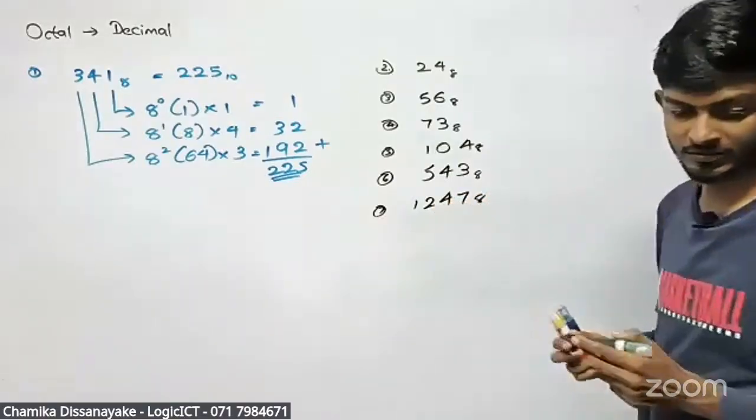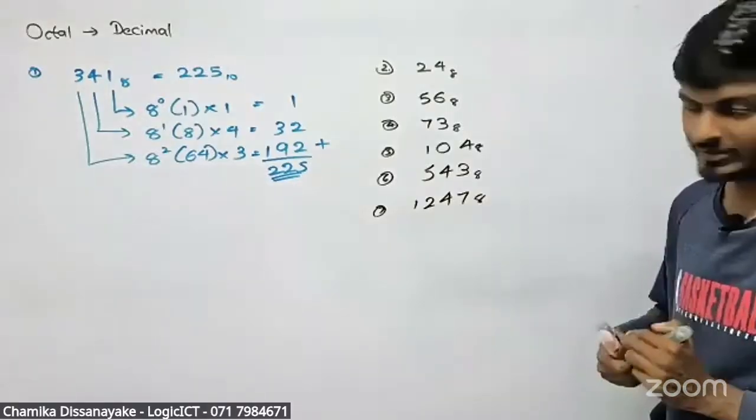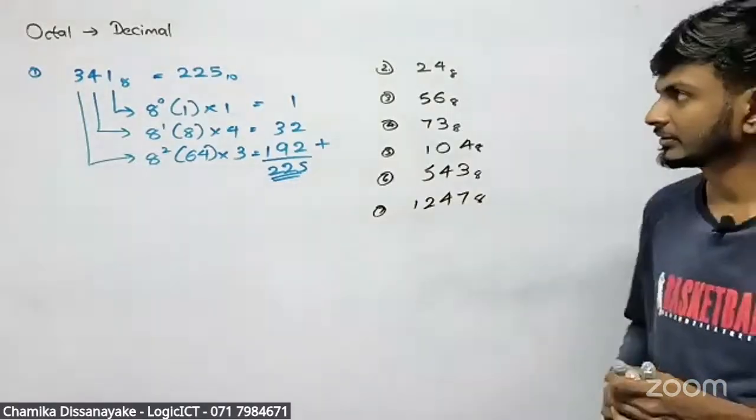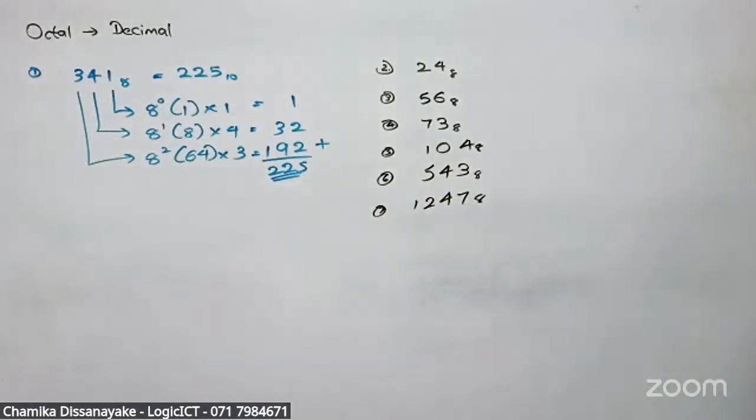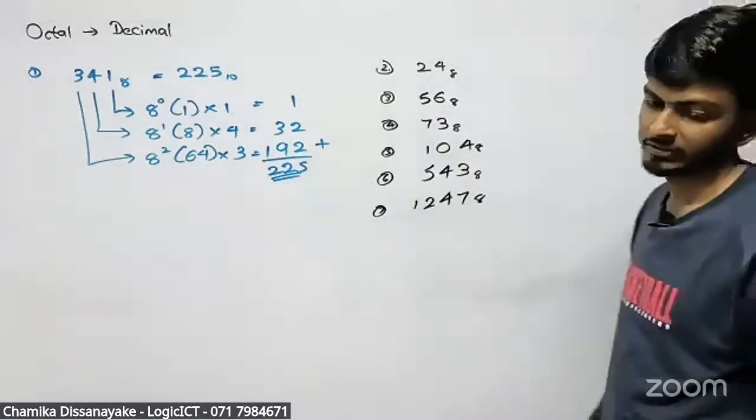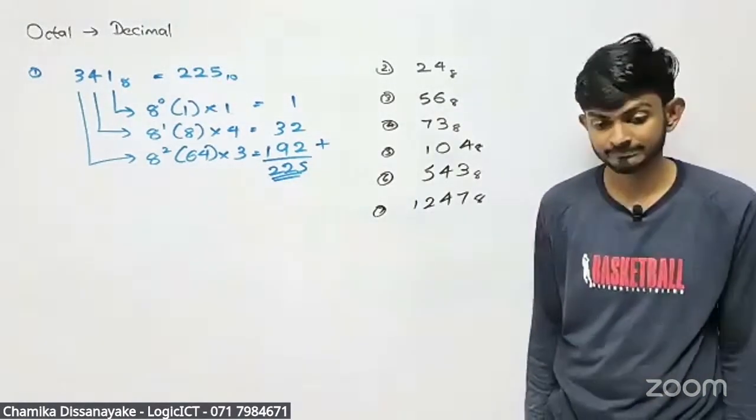Write these things. Write these numbers as examples. And then let's move to the next one. Just write these things and just hands up.